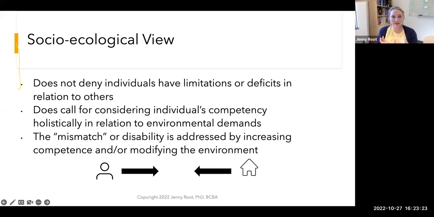It does call, though, for thinking about competency holistically in relation to environmental demands. So we want to think about this mismatch and what the environment is, what the demands are, and what the individual skills are. And are there things you could do in your classroom to decrease the demands? Maybe there are fences. Think about the very first prompt I asked. What are the barriers your students face? And could we maybe remove some of those? Or do some of those not need to be there? And what about the individual's competence and skills? How can we increase those so that it's this both-and situation?